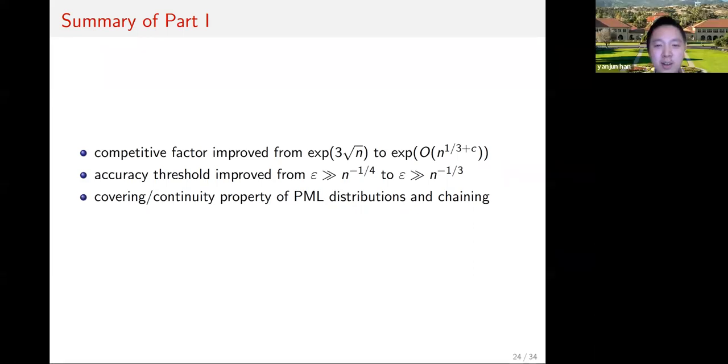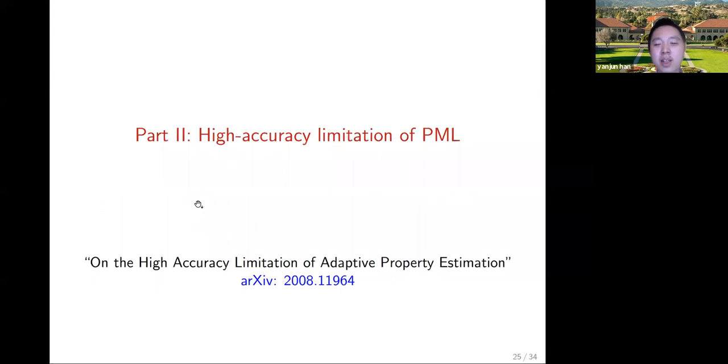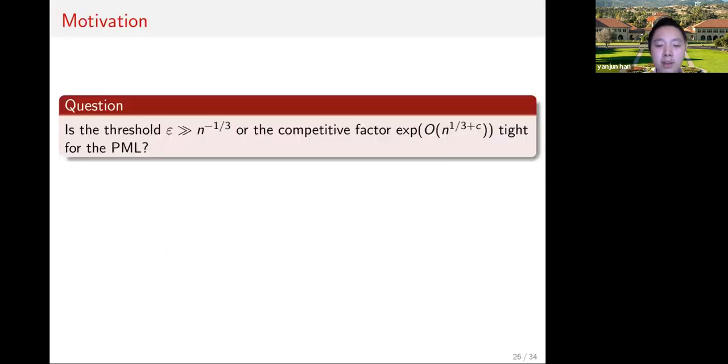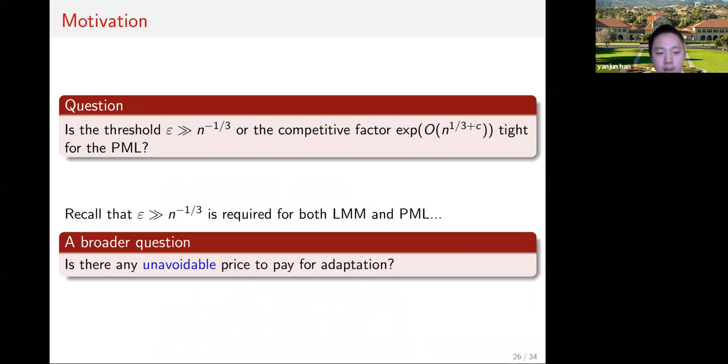Okay, perhaps we could move on to the second part, on the high accuracy limitation of the PML. The material of this part could be found in the following paper, also available on arXiv. The motivating question for this part is whether our previous analysis of PML is tight, including the threshold n to the minus 1/3, or the competitive factor e to the n to the 1/3 plus any small constant. To answer this question, we ask an even broader question: is there any unavoidable price to pay for adaptation in symmetric function estimation problems?